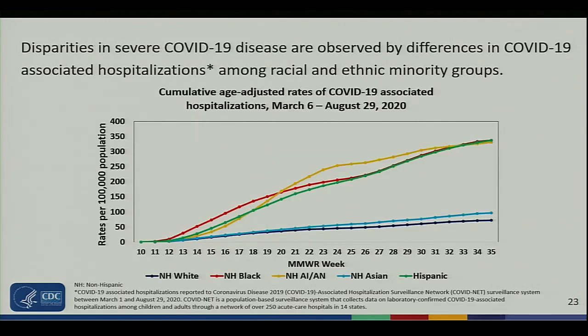Disparities in severe COVID-19 disease are observed by the differences in COVID-19 associated hospitalizations among racial and ethnic minority groups. This figure shows the age-adjusted cumulative rate of hospitalizations by week reported to COVID-NET, a population-based surveillance system collecting laboratory-confirmed COVID-19 associated hospitalizations in 14 states. As of MMWR Week 35, which is August 29th, hospitalization rates among American Indian and Alaska Native, Black, and Hispanic persons are more than 3 times the rate among white and Asian persons. Next slide.